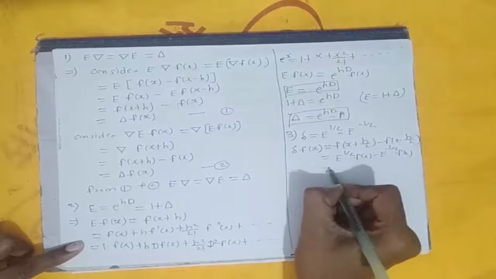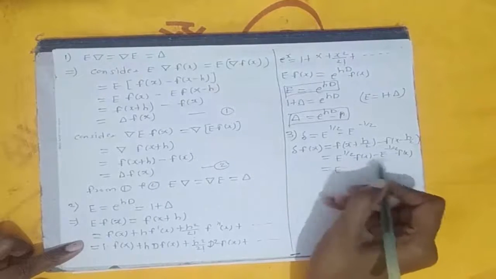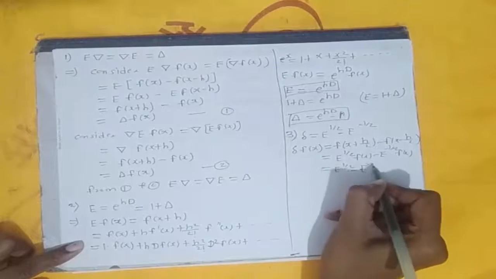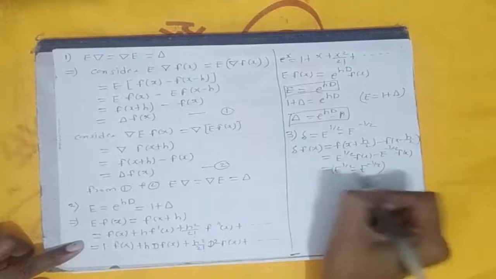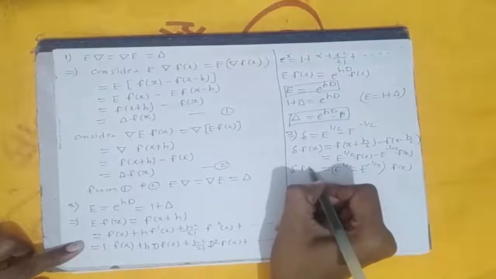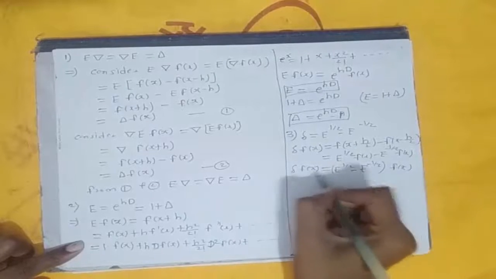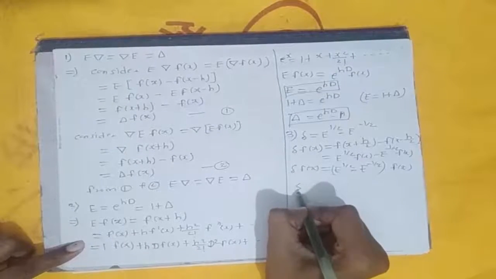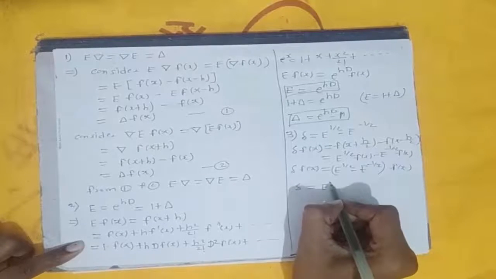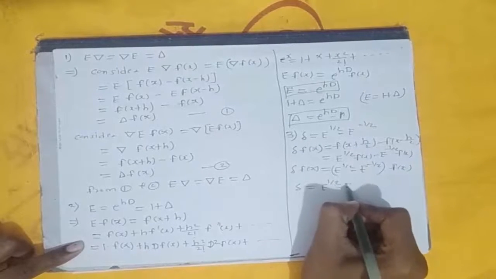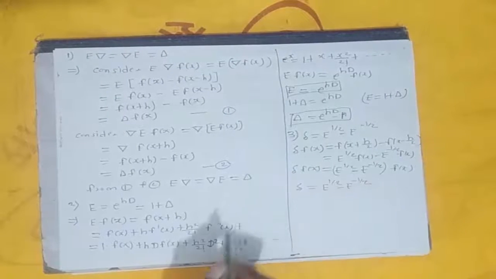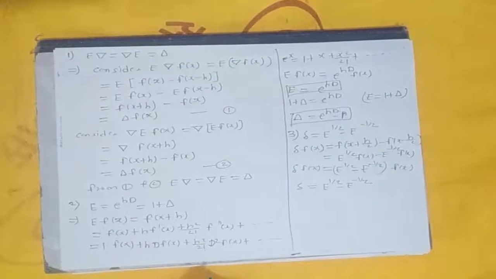Okay, so here we can take f of x outside, which is the arbitrary function, e raised to 1 by 2 minus e raised to minus 1 by 2 f of x. Here in the LHS, small delta f of x. Again f of x will be the arbitrary function, so we get here small delta, the central difference operator, is equal to e raised to 1 by 2 minus e raised to minus 1 by 2. Okay, then we prove this identity.